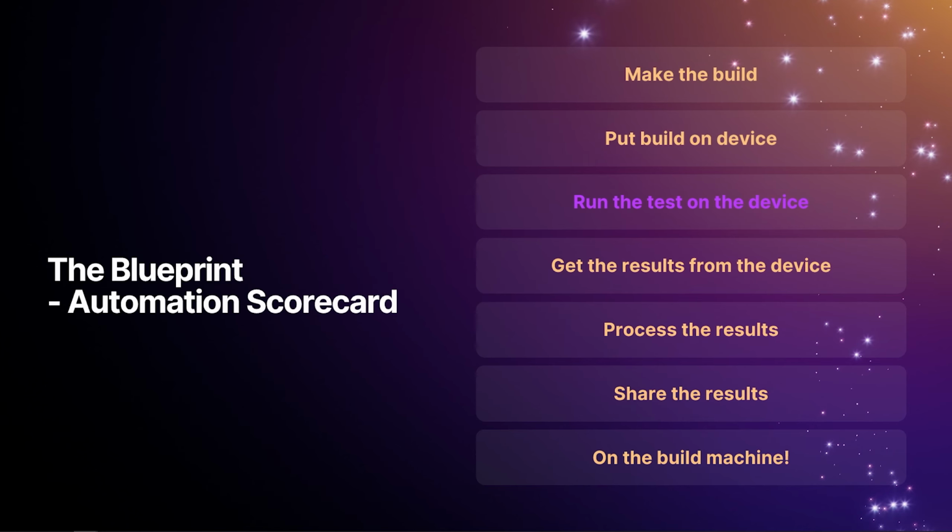Great. So let's take a look at that scorecard. How'd we do? Well, I still had to make the build. I still had to put the build on the device. I'll give myself partial credit for running the build on the device, but you get it. Still a lot of manual work.